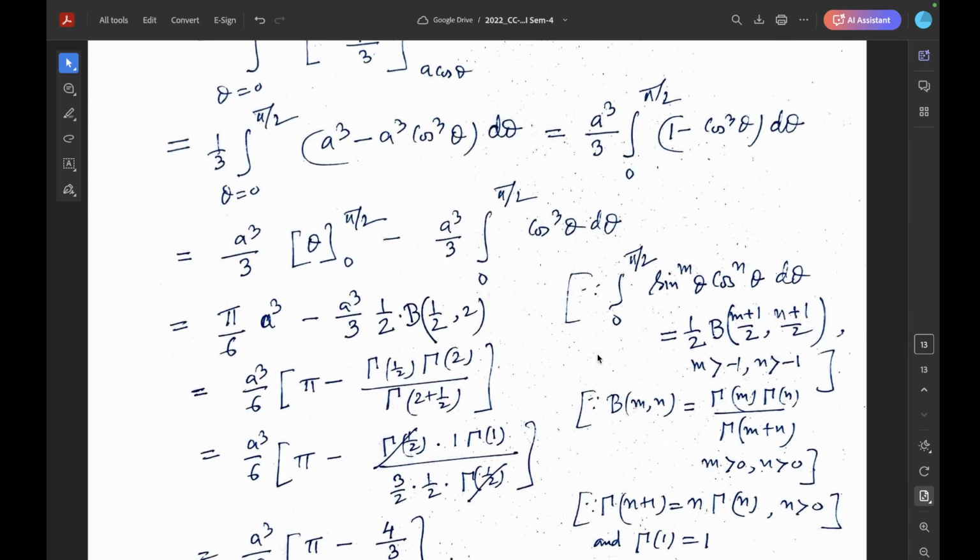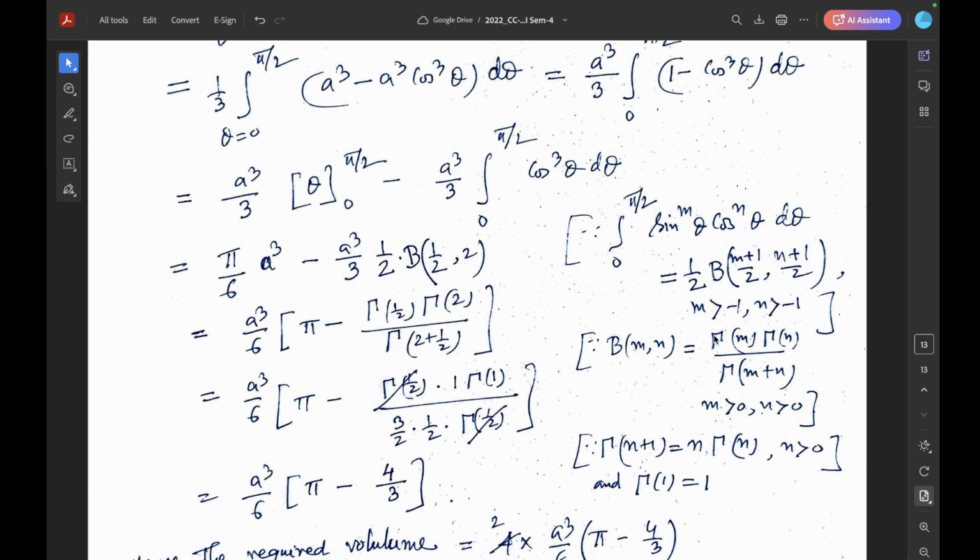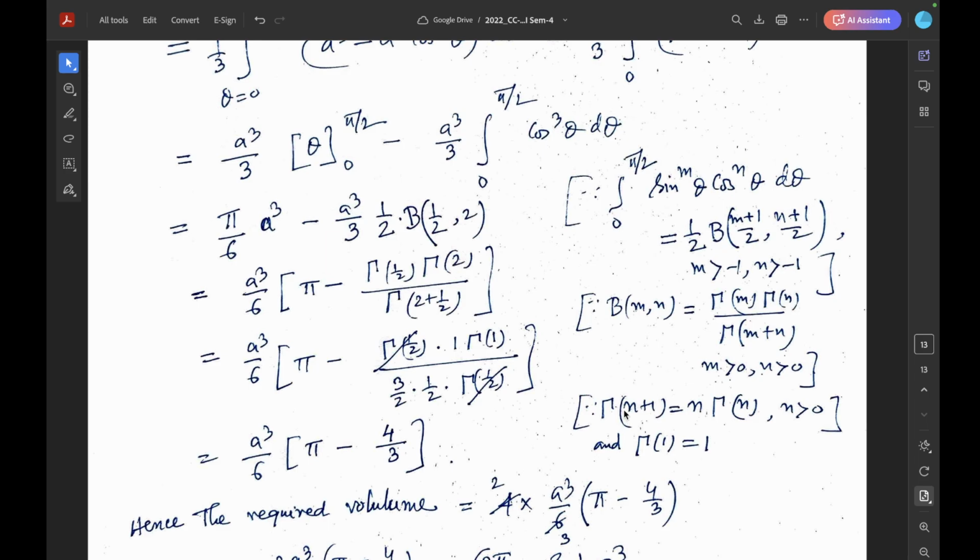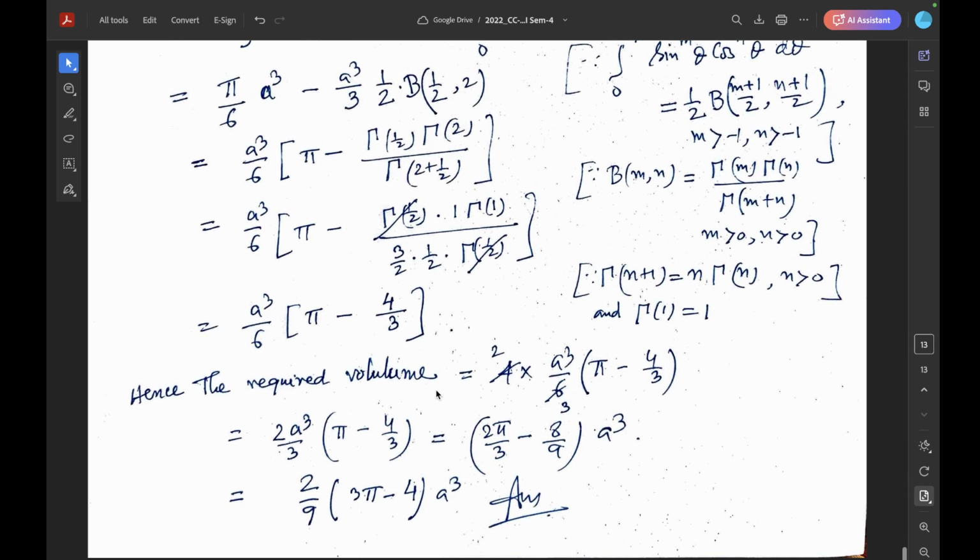Now we know that the integral from 0 to π/2 of sin^m θ cos^n θ dθ equals half of B((m+1)/2, (n+1)/2), when m > −1, n > −1. Here m = 0 and n = 3, so (3+1)/2 = 2, with the half. Now the beta function B(m, n) = Γ(m)Γ(n)/Γ(m+n). Γ(½) cancels, using Γ(n+1) = nΓ(n), so Γ(2) = 1·Γ(1), and the result is 2/3 for the cosine cube integral.